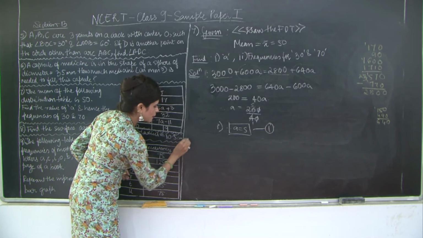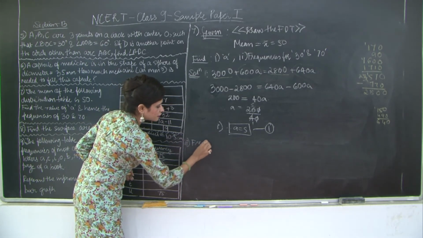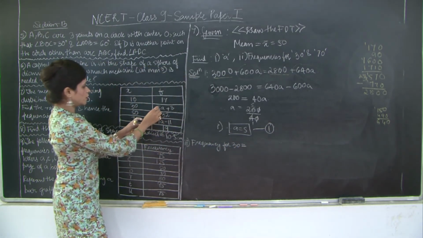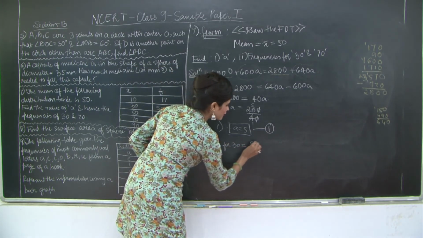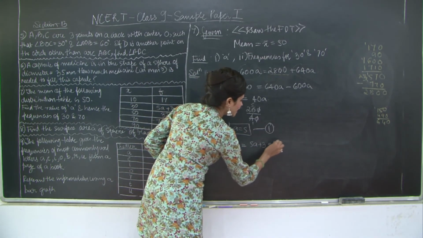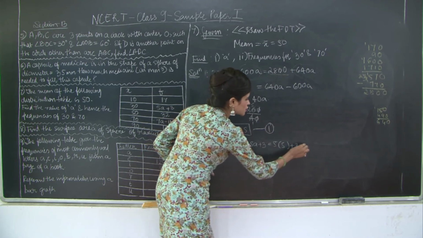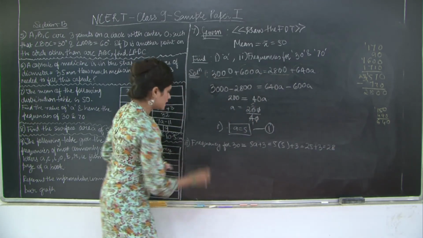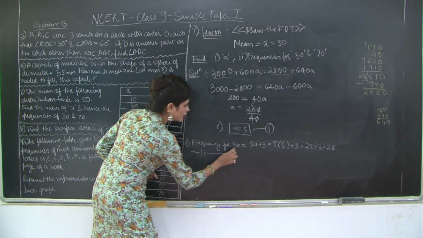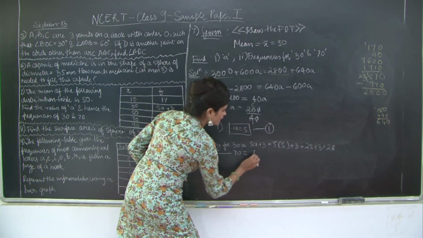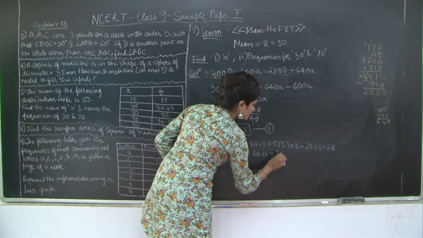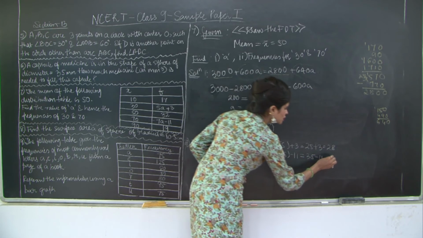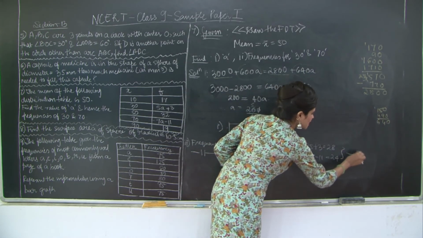So I'm going to say second part, frequency for 30 is equal to 5a plus 3, which is going to be 5 into 5 plus 3, which is going to be 25 plus 3, which is 28. Correct? Similarly, frequency for 70 is given by 7a minus 11. So I'm going to say 7 into 5 minus 11, which is equal to 35 minus 11, which is going to be equal to 24. And I'm going to mark this as 2.